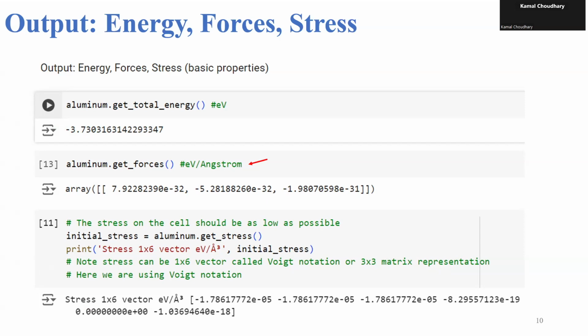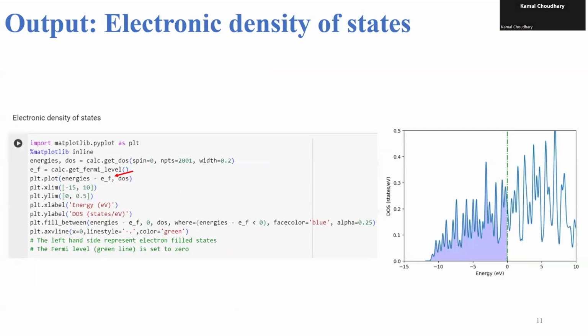You can get forces. Because there is only one atom, we get a 1 by 3 matrix or a row vector. And similarly, we have the stresses, which is a 6-vector, or a vector with 6 components, in electron volt per angstrom cube, but we can convert this into GPa or gigapascal if needed.